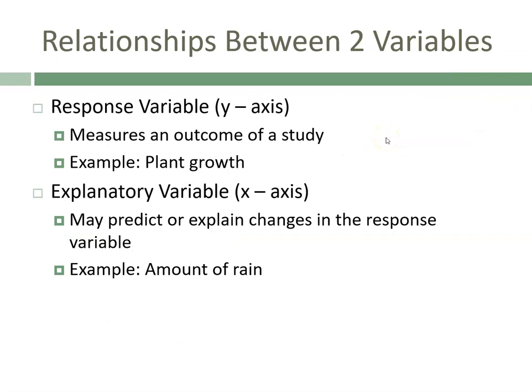Now, when we have 2 variables, they're going to represent different things, okay? We're going to have a response variable and an explanatory variable. The response variable is going to measure the outcome of a study. So, for example, you plant some tomatoes and the plant growth is going to be your response variable. This is usually graphed or plotted, represented on the y-axis. Your explanatory variable is going to be shown on your x-axis, and this can either predict or explain the changes in the response variable. So for those tomato plants that you grew, the amount of rain might explain the plant growth.